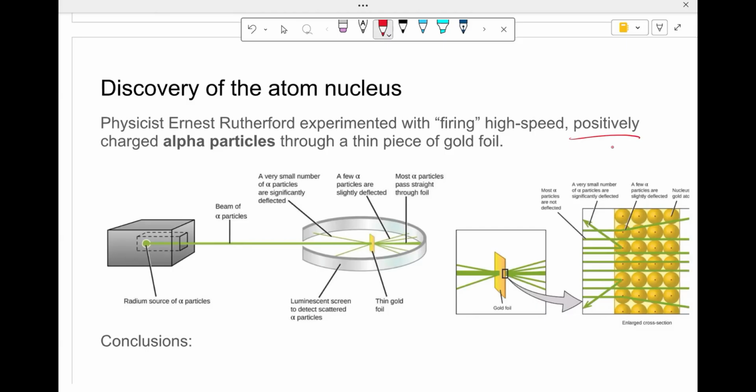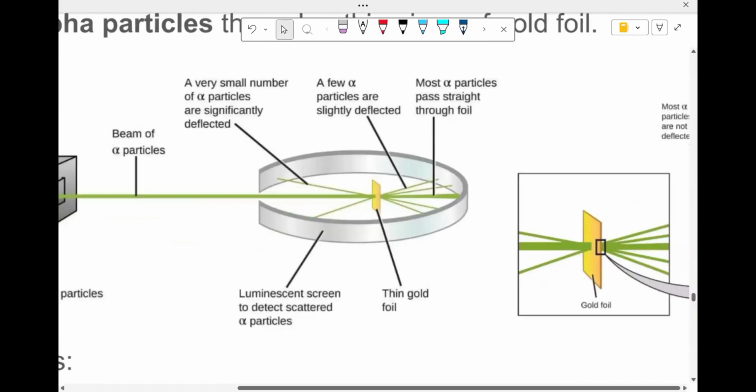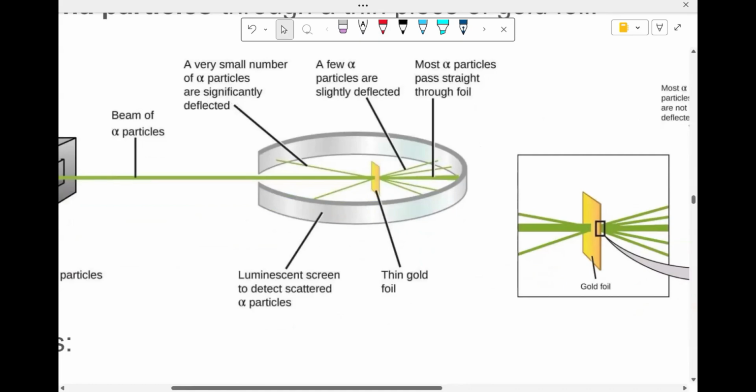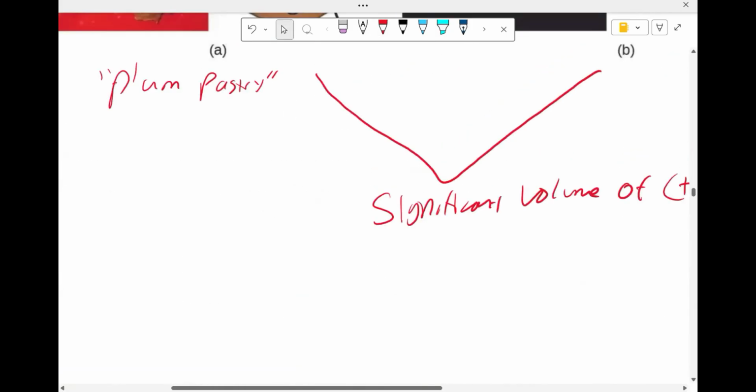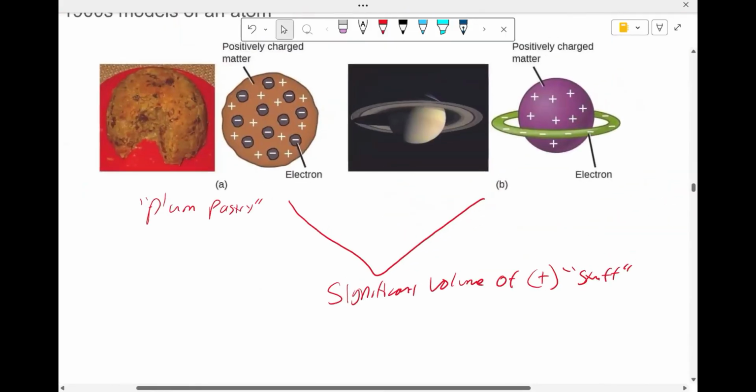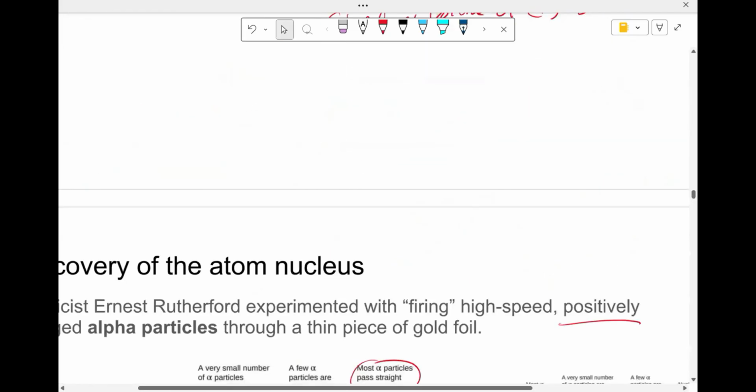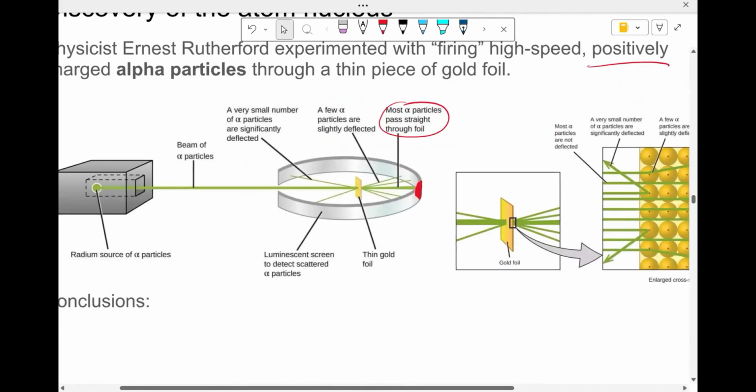And what was really interesting about this is that most of the particles pass straight through the foil. This barrier here is like a luminescent screen, so wherever an alpha particle hit the screen, it would light up. And most of them just went straight through the foil. Now keep that in mind. How does that happen? If these models had really dense, high volume amounts of positive particles, how do most of these alpha particles get through? So keep that in mind.